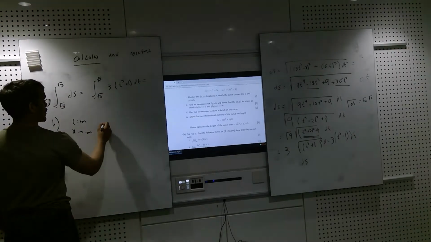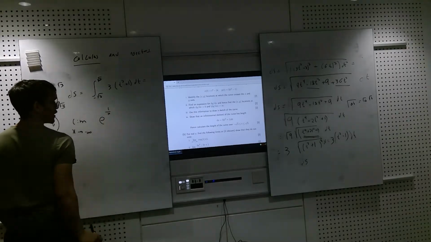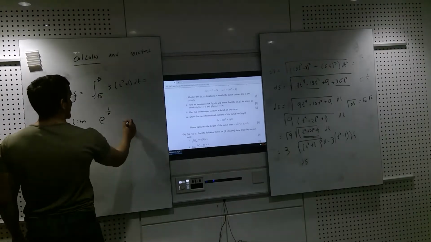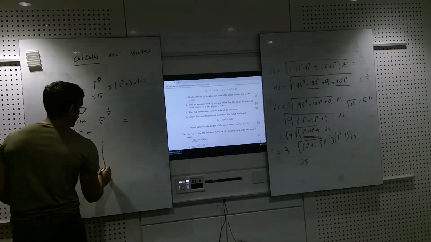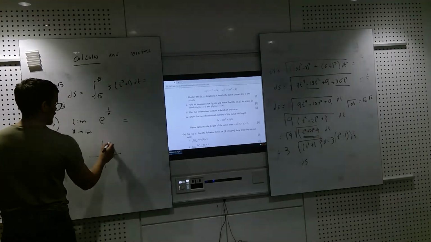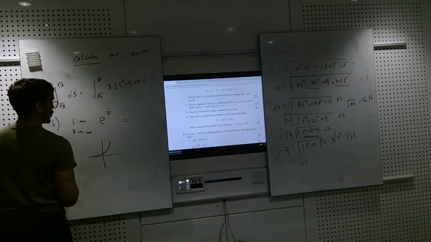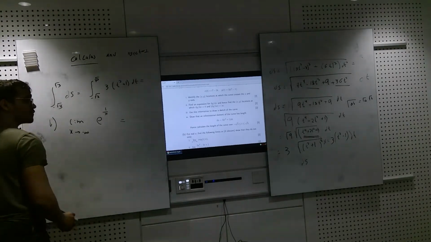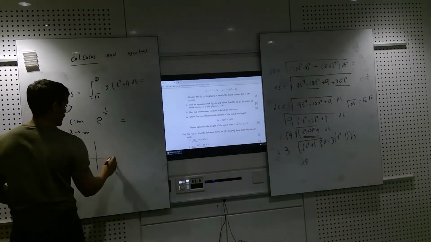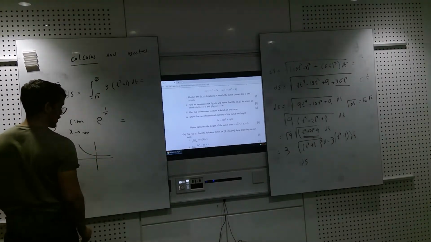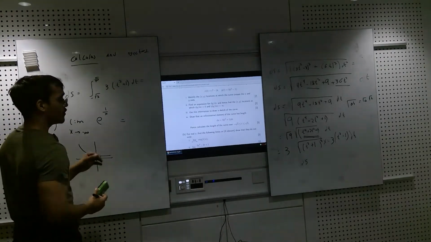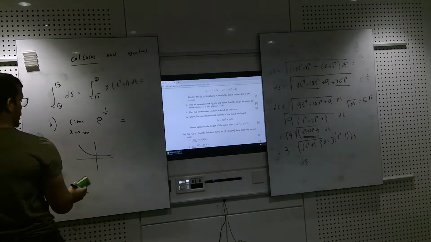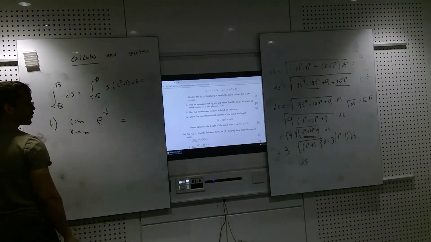Now, the limit as x goes to negative infinity of e to the 1 over x. Exponential functions like e to the 1 over x. We know that the function 1 over x will look something like this. So exponential, when x goes to negative infinity... it did not look either way.